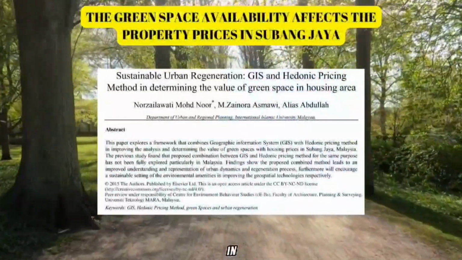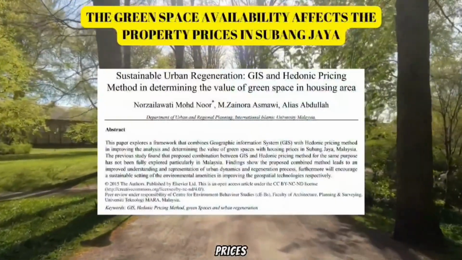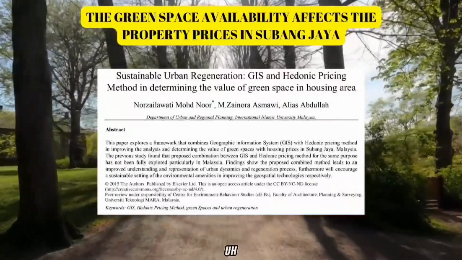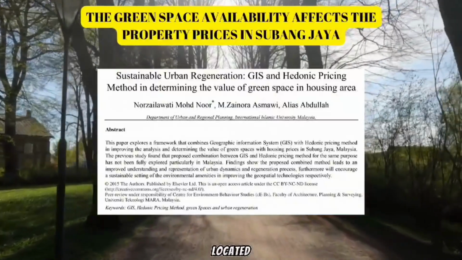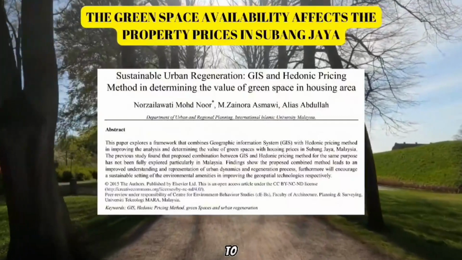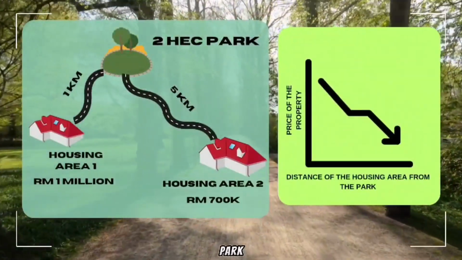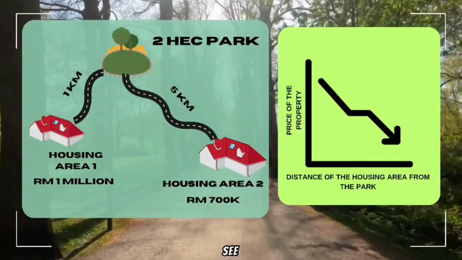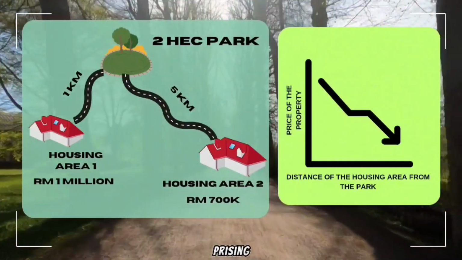So the first case is in which green space availability affects the property prices in Subang Jaya. This study was carried out in USJ and also Putra Heights, 2 acres of nature park located nearby those areas, and the price of the property varies according to the distance from the park. The nearer the housing area is to the park, the higher the price of property, and vice versa. As we can see in this diagram, this shows a significant usage of the hedonic pricing method.